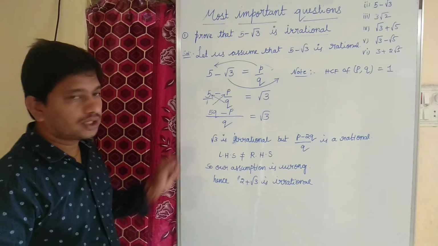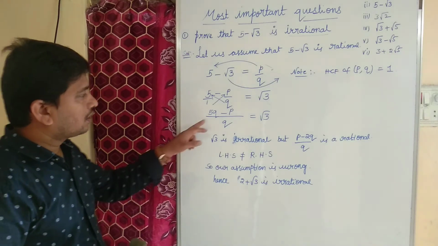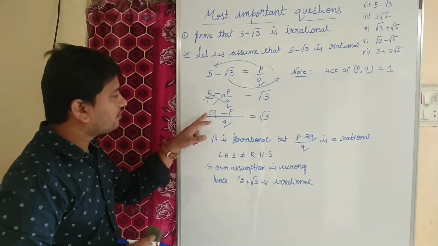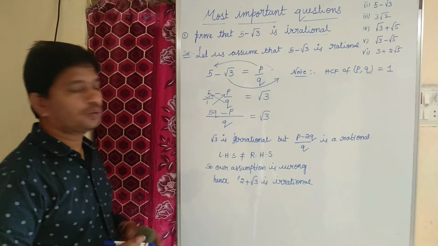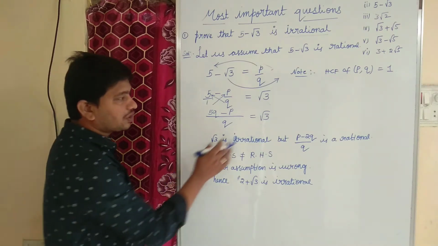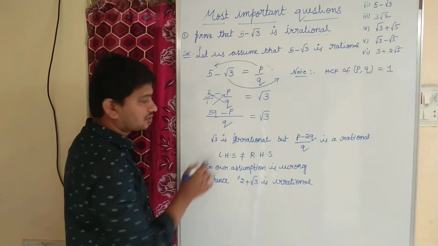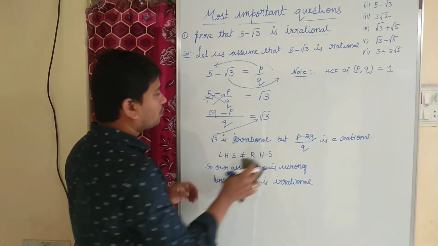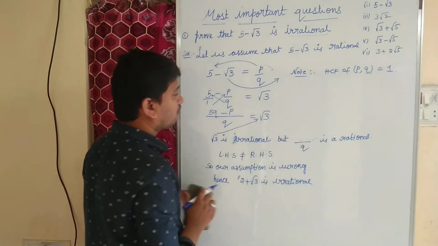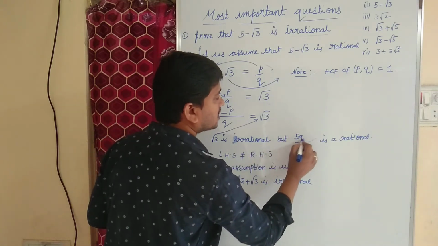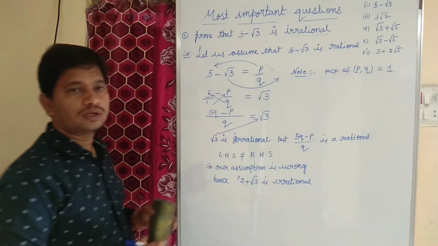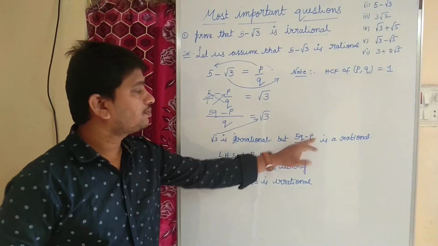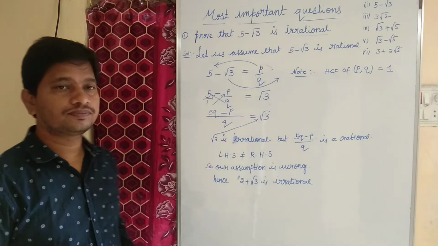Okay children, here on the right hand side we have root 3 and on the left hand side we have (5q minus p)/q. As we know that root 3 is irrational, but what about (5q minus p)/q, which is rational? If p/q is rational, then (5q minus p)/q is also rational.